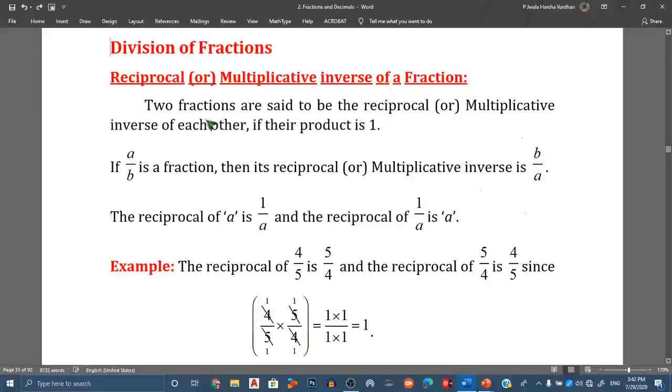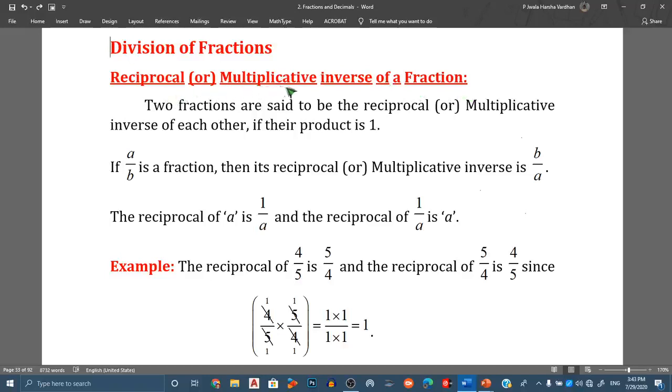Good morning, students. Up to now, we have learned about the addition, subtraction, and multiplication of fractions, and some exercises also completed. Now it is division of fractions. So before going to learn about the division of fractions, first you have to know about the concept which is the reciprocal or multiplicative inverse of a fraction.